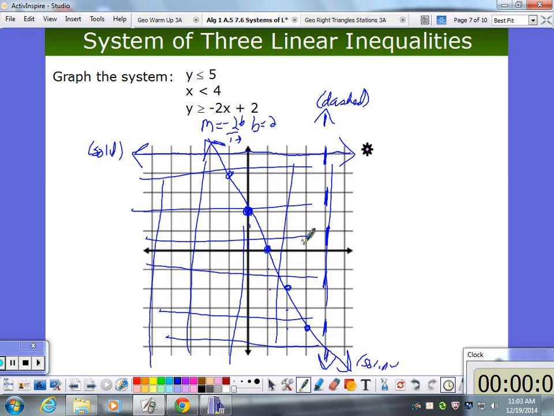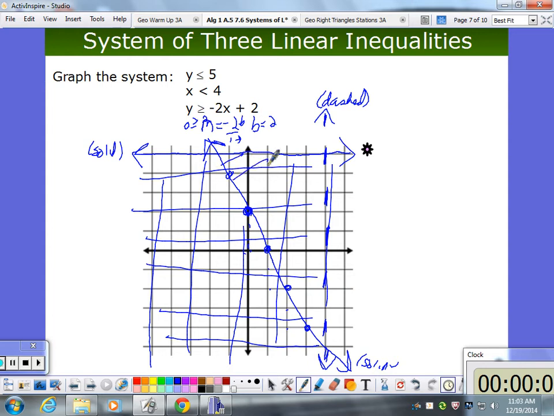Greater than. Above or below? Above, where's above? Right here. To the right or to the left? If we're not sure, take a test point. Let's get 0, 0. Is 0 greater than or equal to 0 plus 2? 2. Is 0 bigger than 2? So it's not this. The above is up here.